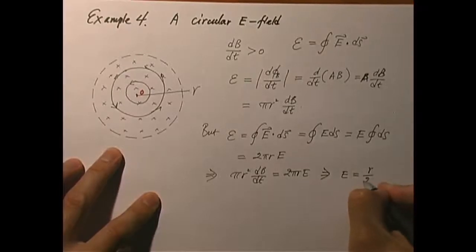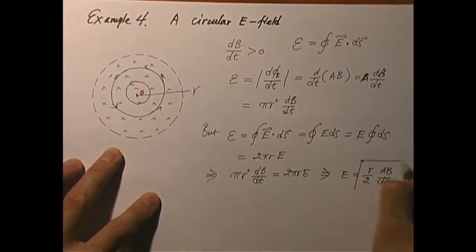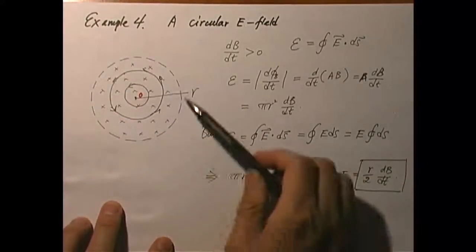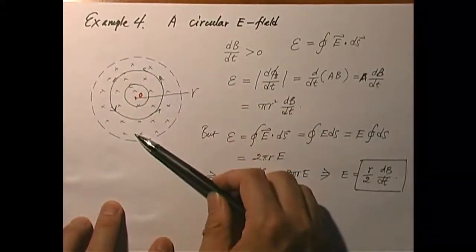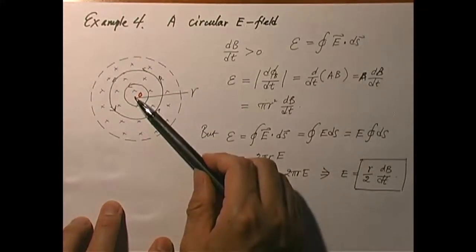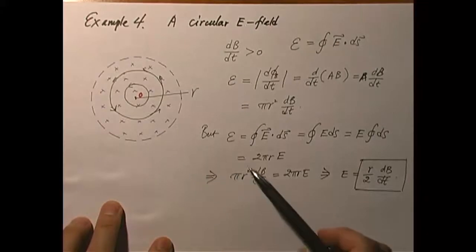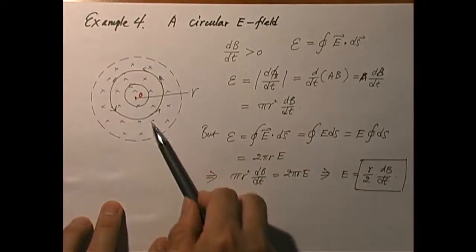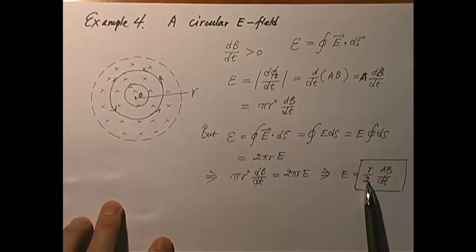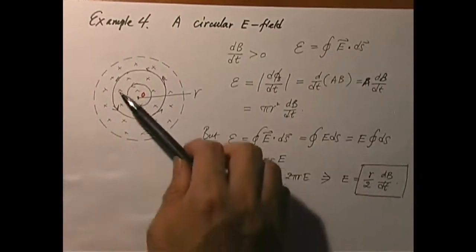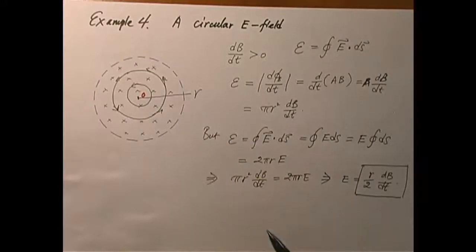E equals r over 2 dB/dt. This is the expression for the induced electric field. So you get a whirlpool-like circling electric field, centered right here. They form circular loops, and the magnitude increases as you go out. It doesn't decrease; it actually increases. So it's somewhat like the magnetic field lines around a long current-carrying wire, but not exactly the same because the electric field actually increases, not decreases. This is an example of an induced electric field due to changing magnetic flux.